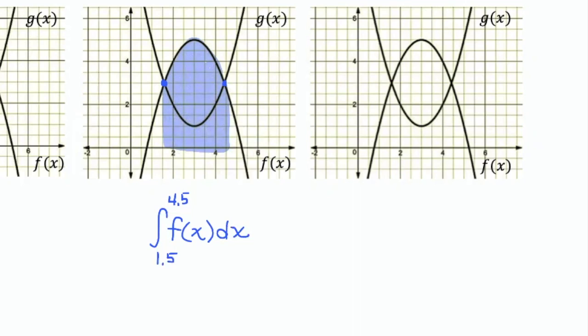Now in the next picture, I'm going to look at what the meaning of the integral of g of x with the same limits would be equal to. So I'm going to go to my two intersection points, and I'm going to shade the area underneath this curve to the x-axis. Now g of x is this upward facing parabola, so the region that we're talking about then is this purple one.